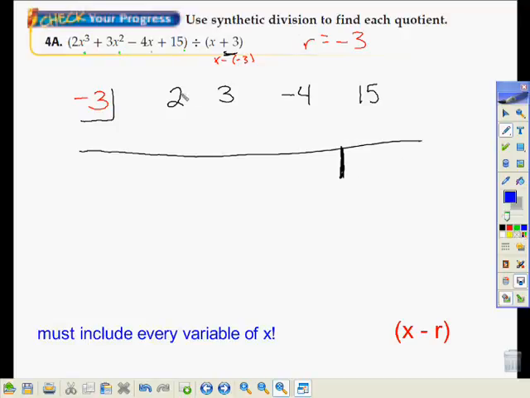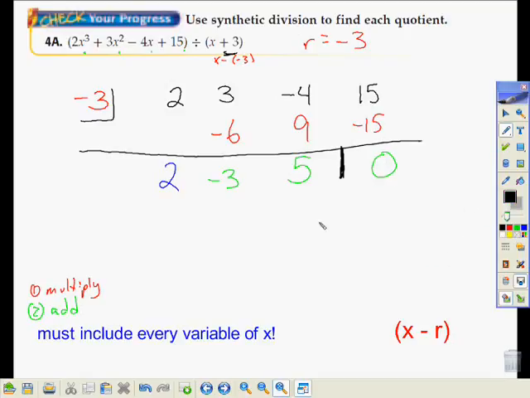Now our first step, just bring down the 2, but now we start doing our 2 steps. We multiply, so negative 6, negative 3 times 2 is negative 6. And then we add that column, which gives me a negative 3. I repeat, negative 3 gives me a positive 9 when I multiply. I add the row then to get 5. Negative 3 times 5, we multiply, negative 15, and then we add. Again, I get a remainder of 0.